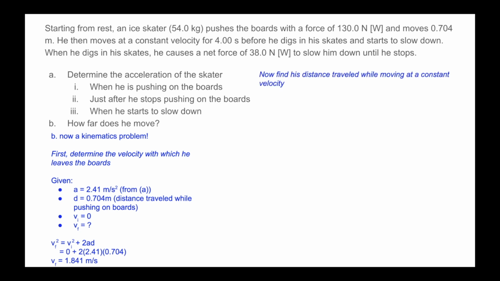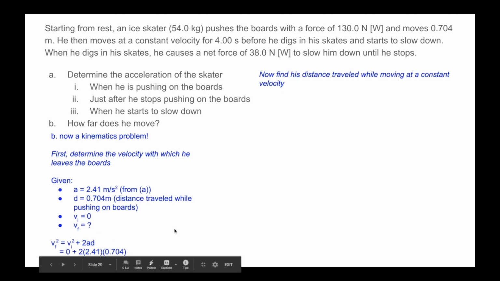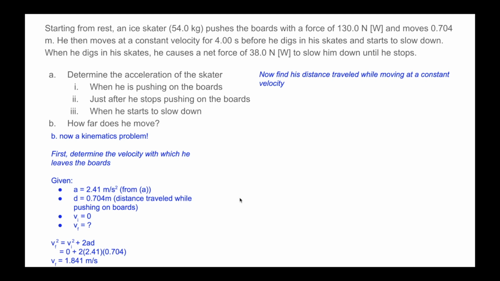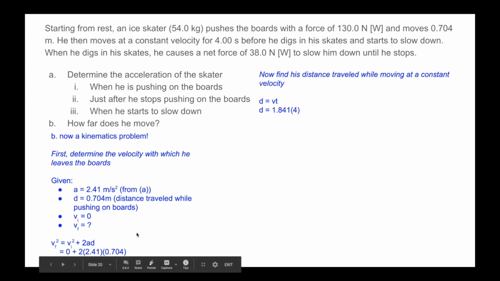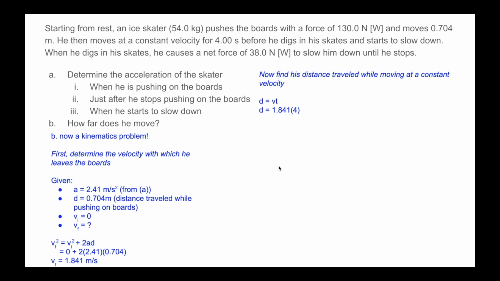Next, we're going to find the distance traveled while he's moving at a constant velocity. That's easier because it's a constant velocity. You don't have to use the 5 key equations of kinematics. You just have to use the one equation of constant velocity, which you guys should all know. Distance equals velocity times time. So plug in the velocity that was obtained a moment ago, multiplied by 4 seconds, which was given in the question. That's how long he travels at a constant velocity, and he goes that far in that span of time.